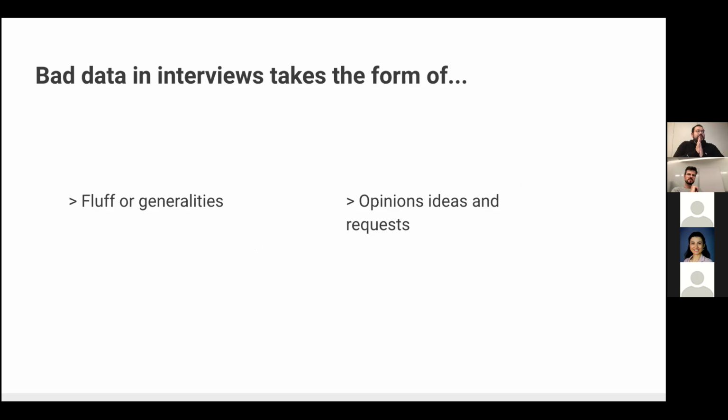Bad data in interviews, in my experience, comes in two forms. One is fluff or generalities. The other form comes in the form of opinions, which is something we mentioned a little bit ago, but also in the form of product requests, so ideas that people have or that they want to suggest to you. Actually, I think both are just equally common, in my experience at least.